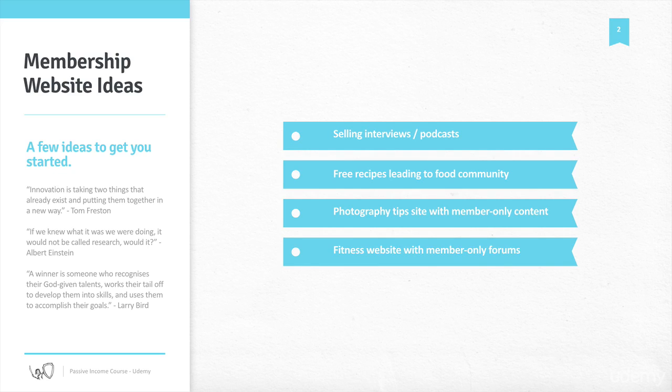You could have free recipes leading to a food community. So that's, like I was saying before, with the vegan one, you could have some vegan recipes, but then if someone wants to access, say you're putting out ebooks for people, or you've got people discussing those topics, that could all be within a paid community. Photography tips site and some members only content in there, and maybe a fitness website with members only forums for people who are looking for that additional information.